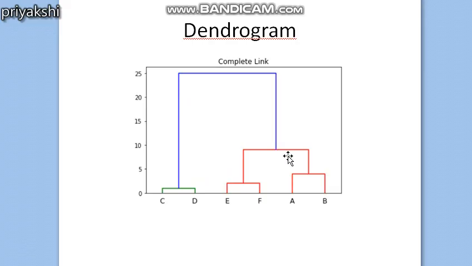As you can see, whenever you are representing the dendrogram, it is always in increasing order: 1, 2, 4, 9 and 25. So this is how you have to draw the dendrogram for complete linkage hierarchical clustering.